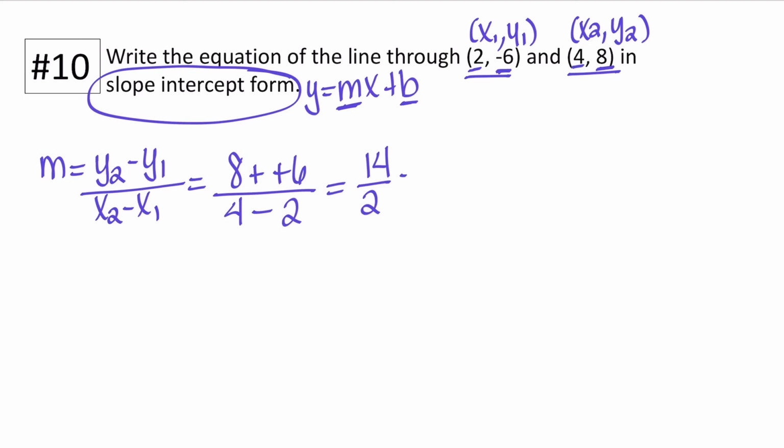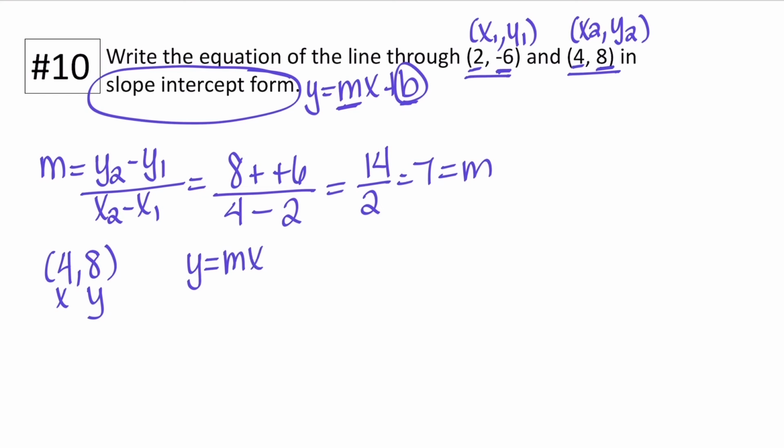14 over 2 is 7, so 7 equals the value of m. Now I need to figure out the value of b. So remember, I can pick one of my points. I'm going to pick the point 4, 8. And that is going to give me an x value and a y value that I can now plug into y equals mx plus b. So remember, I have a value of m, value of y, and value of x, and I can solve for b. So let's plug everything in.